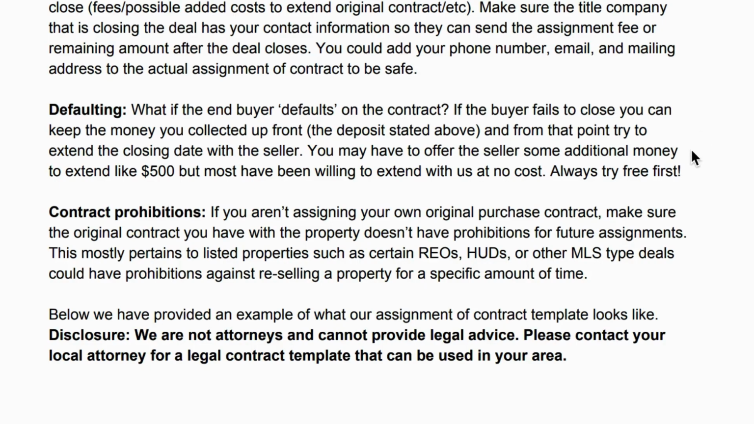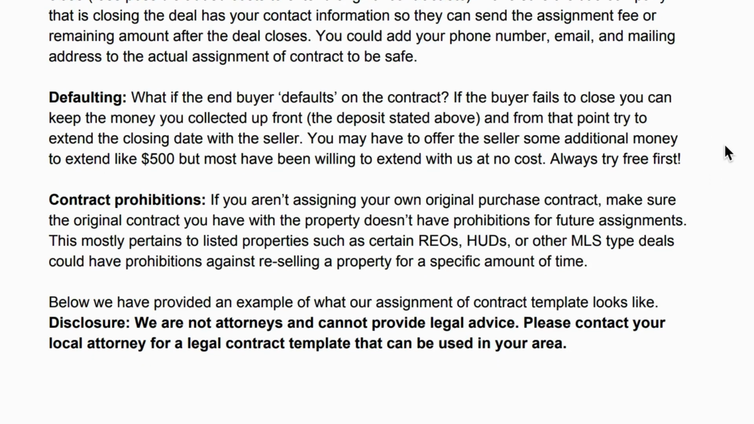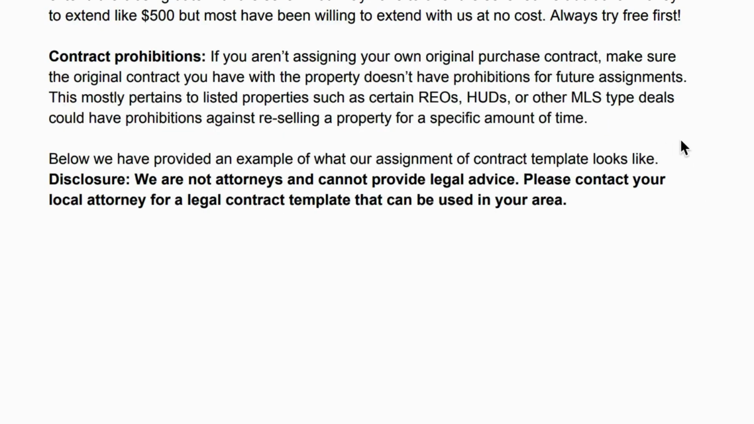And then contract prohibitions. So if you aren't assigning your original purchase contract, make sure the original contract you have with the property doesn't have prohibitions for future assignments. This mostly pertains to listed properties like bank-owned properties, HUD deals, or other MLS type deals. You could have some problems reselling that within a specific amount of time of your purchase. Off-market deals, not so much. So just keep that in mind.